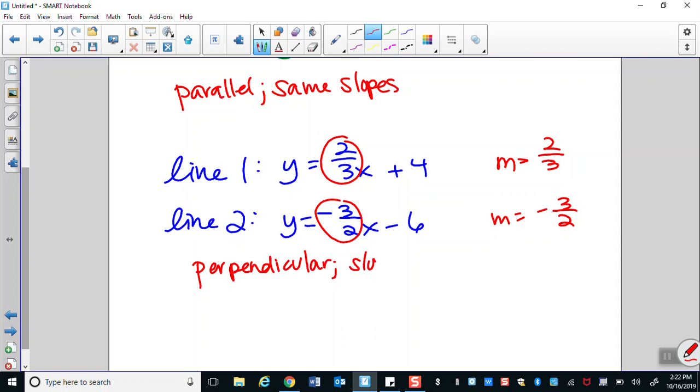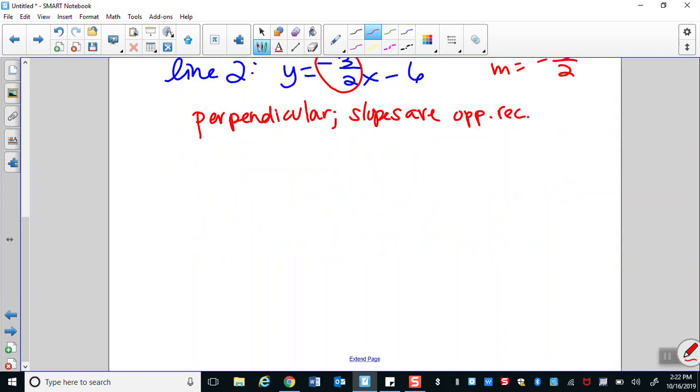And then we can just say the slopes are opposite reciprocal, and we can abbreviate it like that. Since we go from a positive to a negative and we flip the fraction, then you know the lines are perpendicular. Let me show you one more example of how they might try to trick you, so you have to pay attention to the details.